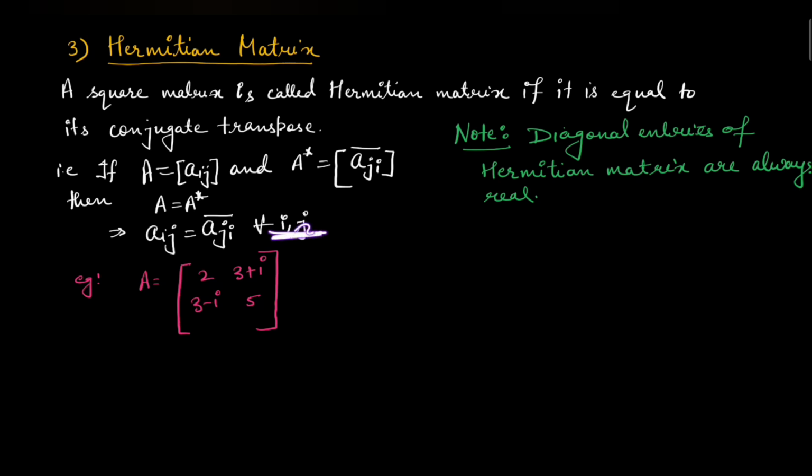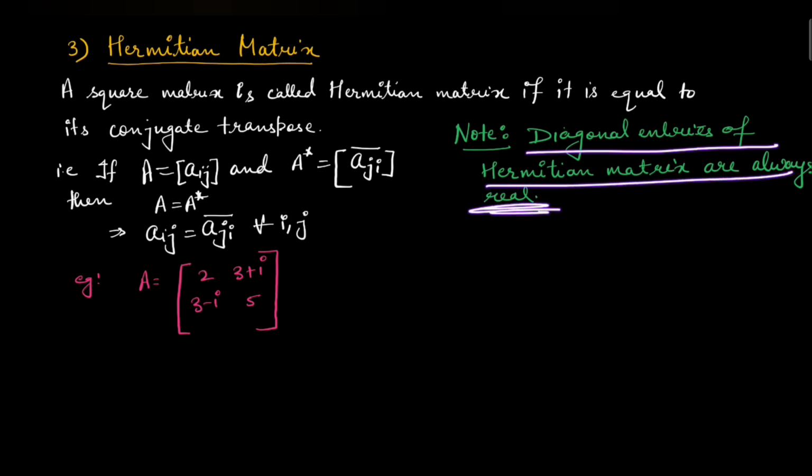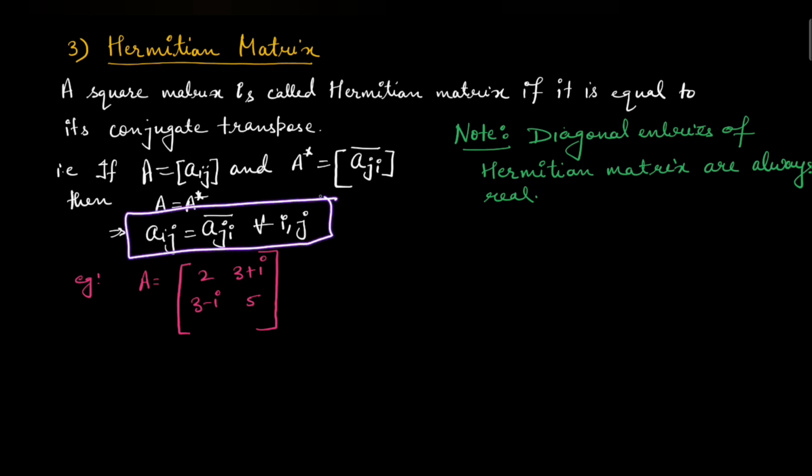For every i and j, it should satisfy this condition for the diagonal elements also, right? We have one note written here that diagonal entries of a Hermitian matrix are always real. Why do we have this condition? See, this condition must be satisfied by every element, so it should be satisfied by diagonal entries also. How do you denote the diagonal entries? You define them by a_ii, where the indices i and j are the same along the diagonal. So a_ii should be equal to a_ii conjugate, right?